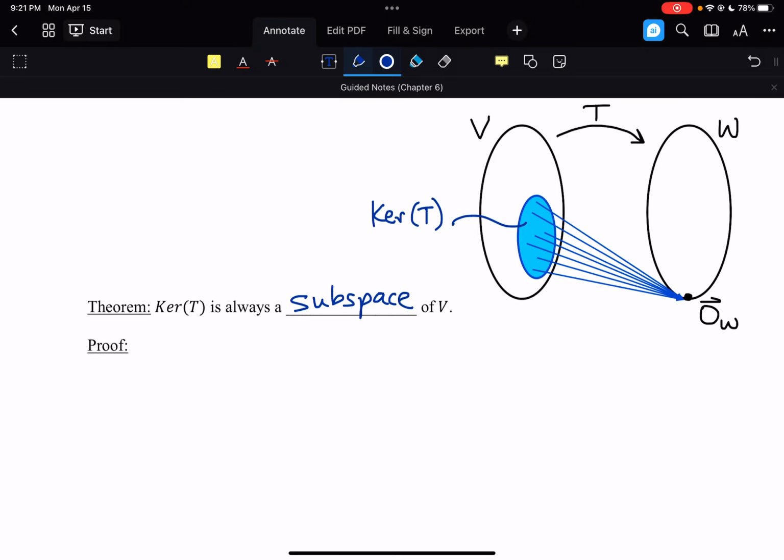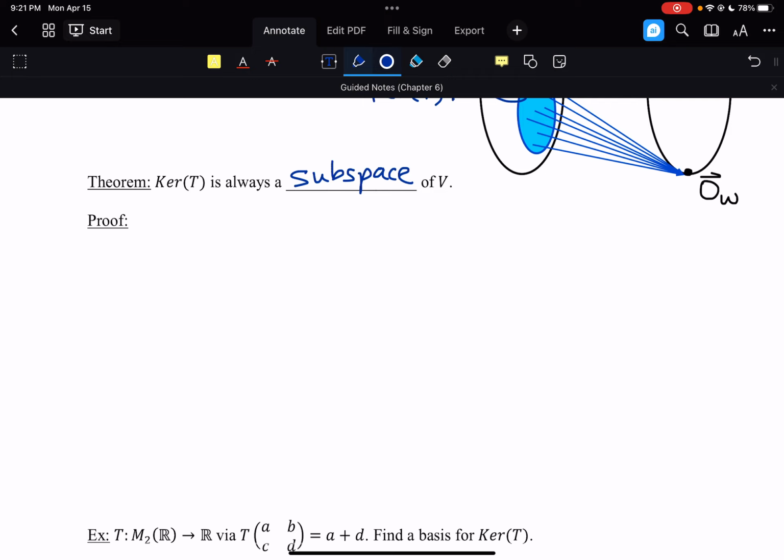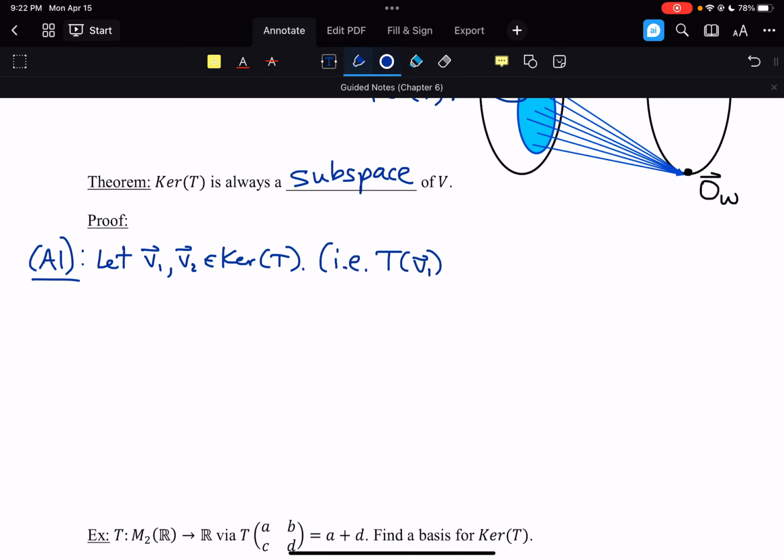In order to prove that something is a subspace, we need to show that it is closed under addition and closed under scalar multiplication. So we need to check those axioms, A1 and A2. For A1, we let V1 and V2 be in the kernel of the transformation. What that means is that T of V1 is the zero vector in W, and T of V2 is also.